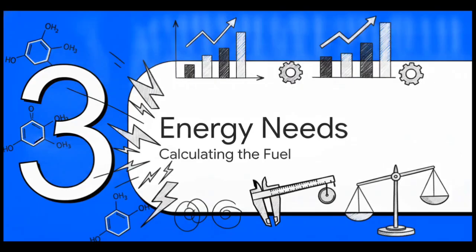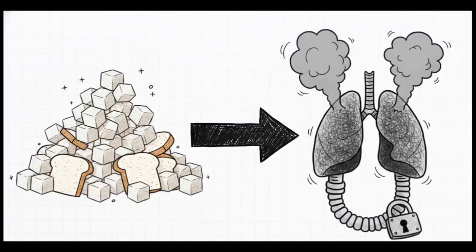All right, Section 3, estimating energy needs. When we're calculating the fuel, precision is everything. We actually monitor what the patient is burning in real time using the respiratory quotient, or RQ. An RQ of 1.0 means pure glucose oxidation, 0.8 means protein, and 0.7 means fat.